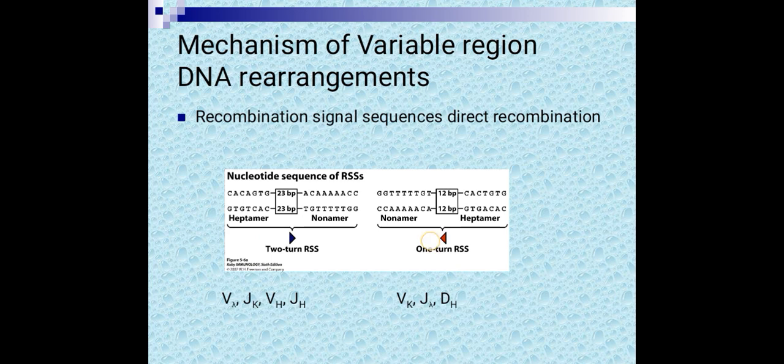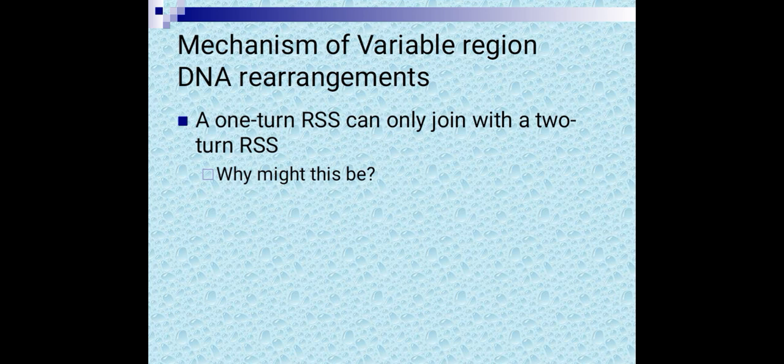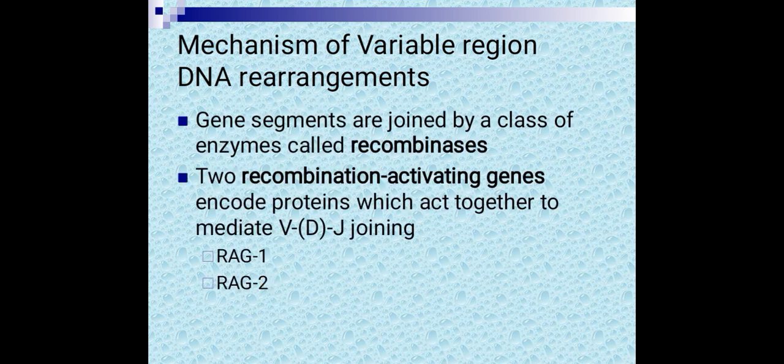Recombination signal sequences direct recombination. Mechanism of variable region DNA rearrangements. One turn RSS can only join with a two turn RSS. Why might this be?